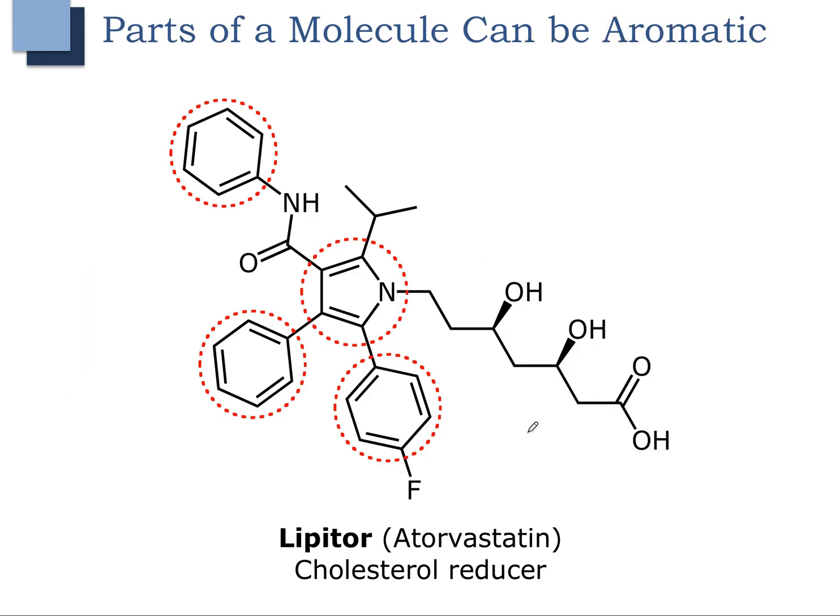Now, we can also have parts of a molecule that are aromatic, so the whole molecule doesn't have to be aromatic. And this is showing Lipitor, which is known for its ability to help reduce cholesterol. And you can see that it does actually have an aromatic system, an aromatic heterocycle in the ring. It also has a couple of other benzene rings, and those are other parts of the molecule that are aromatic, but we don't have the whole system aromatic.